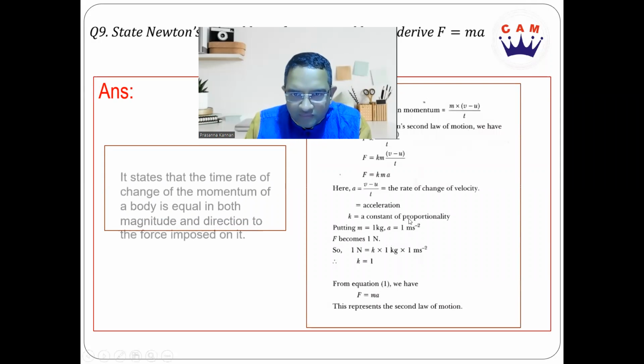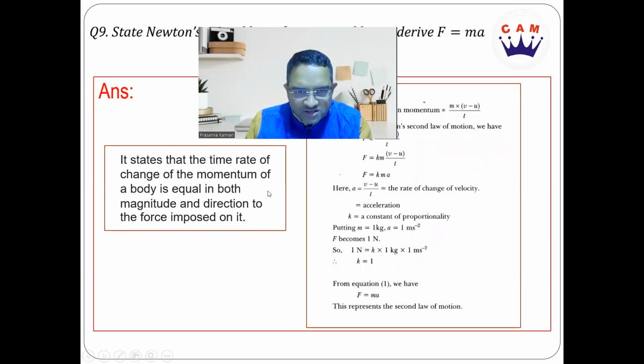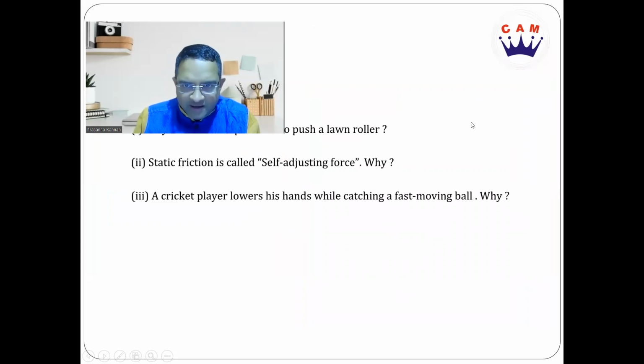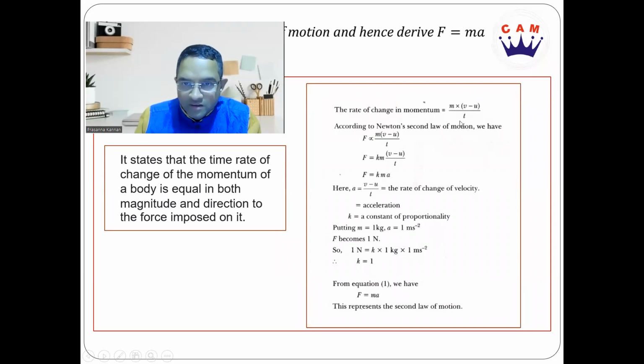So first is the statement. It states that the time rate of change of momentum of a body is equal both in magnitude and direction to the force imposed on it. Clear? Now the derivation goes like this. Rate of change of momentum can be written as m into change in velocity by time, so m into v minus u by t.